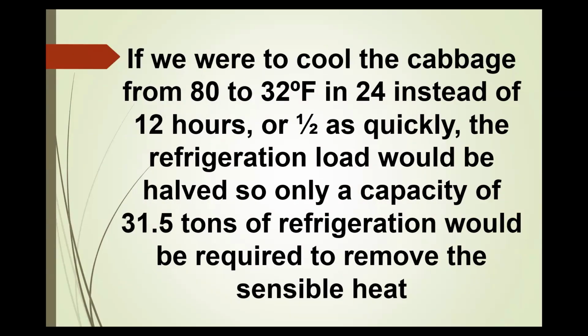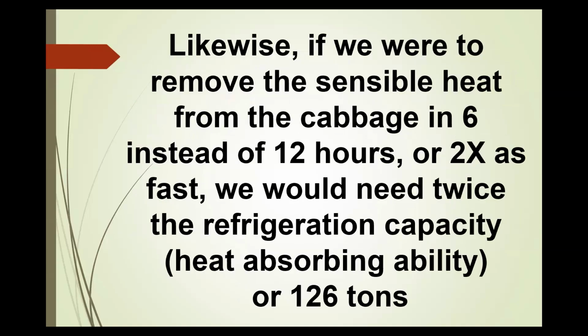If we were to cool the cabbage from 80 to 32 degrees Fahrenheit in 24 hours instead of 12 hours, or 1/2 as quickly, the refrigeration load also would be halved, so only a capacity of 31.5 tons of refrigeration would be required to remove the sensible heat. Likewise, if we were to remove the sensible heat from the cabbage in 6 instead of 12 hours, or twice as fast, we would need twice the refrigeration capacity, or 126 tons of refrigeration capacity.